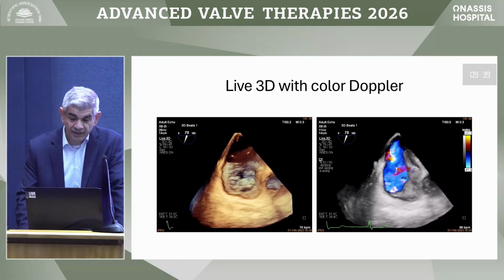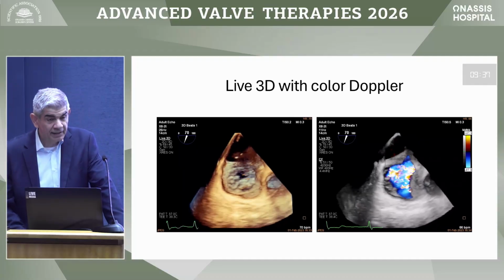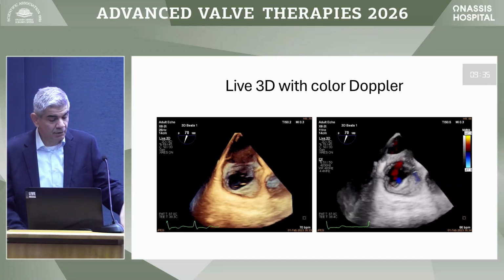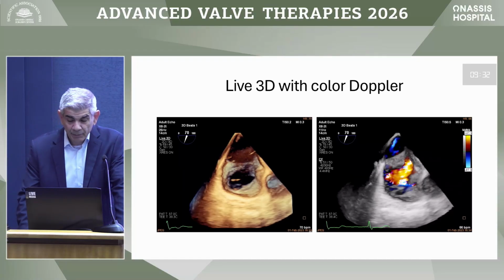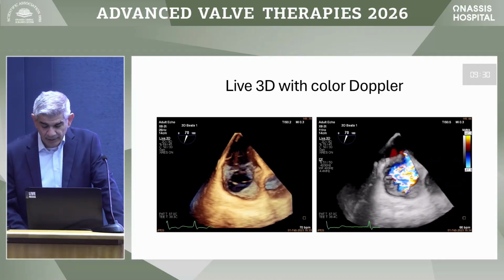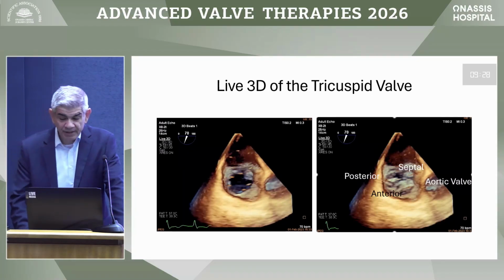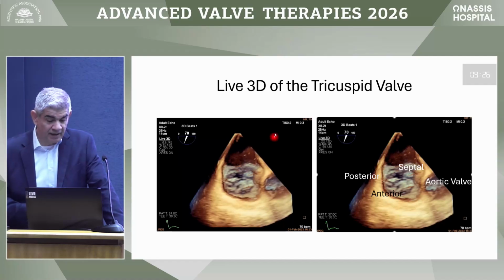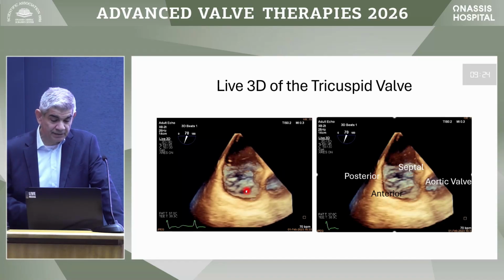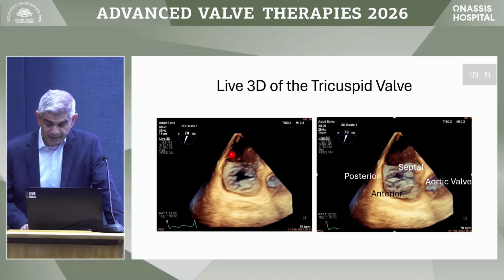The live 3D image of the tricuspid valve is very important because it can give us a clear, nice view of the valve morphology and number of leaflets, and it's easy to obtain. And with this, having the marker of the aortic valve to signify where the septal-anterior commissure is, this will be the anterior leaflet, posterior leaflet, and septal leaflet back there.